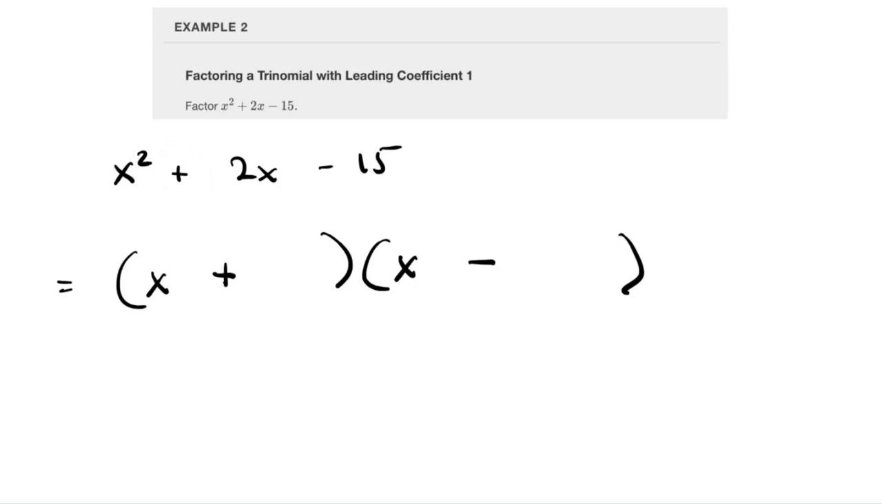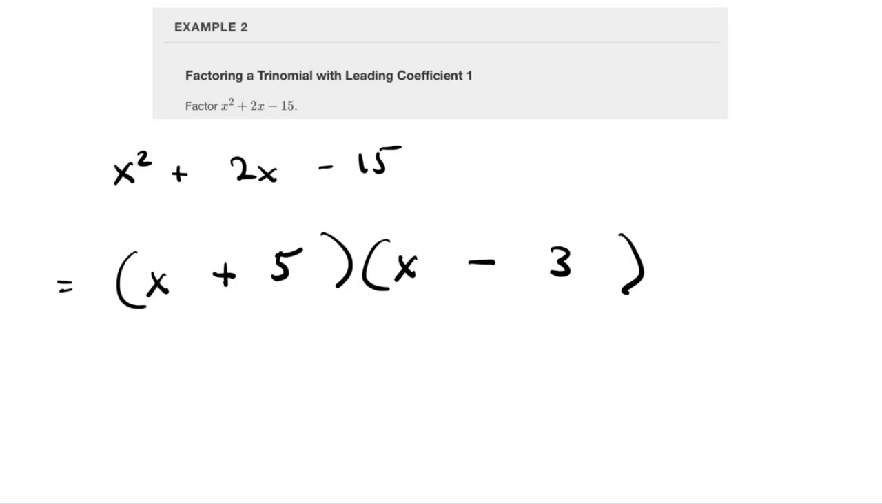So what is it, 5 and 3? 5 times 3 is 15. And we said the larger number is positive, so the 5 goes here, the 3 goes here. Notice that 5 times negative 3 is negative 15. 5 plus negative 3 is a positive 2. Right? And you can check that this is true. If you FOIL, you should get back to the original.